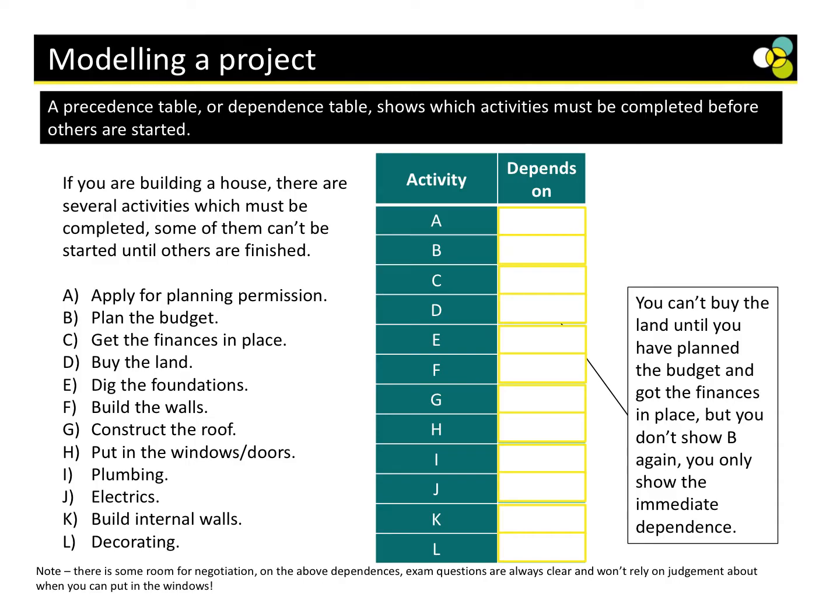For example, some people might get the finances in place before they apply for planning permission to buy the land. Does that make sense? Okay, there are some things that we definitely can't speculate. Could we put windows and doors in without building walls? No, because it's impossible, isn't it? So we're going to have 60 seconds. Let's see what we think could go where. Off we go.